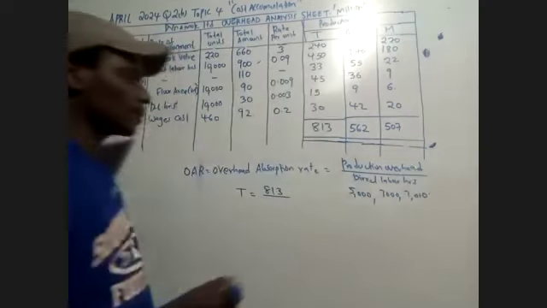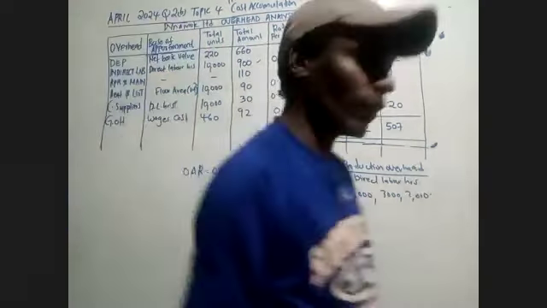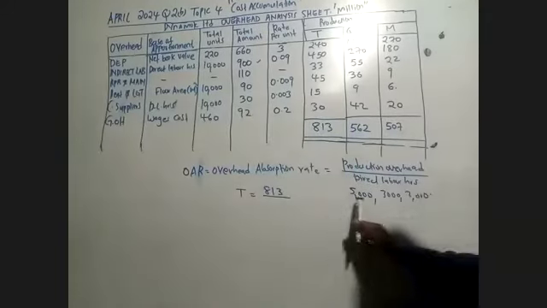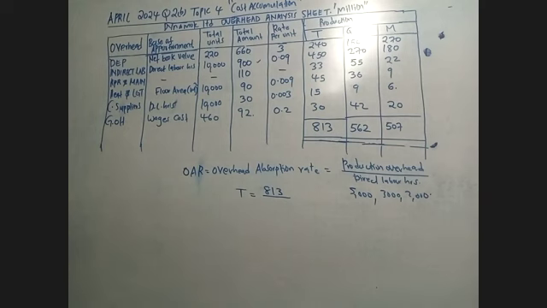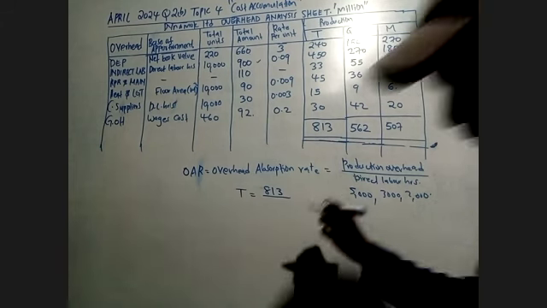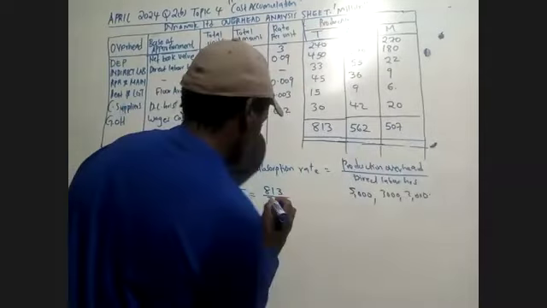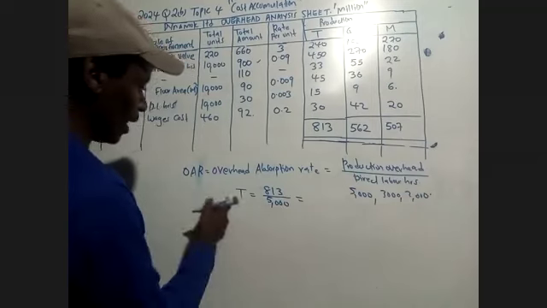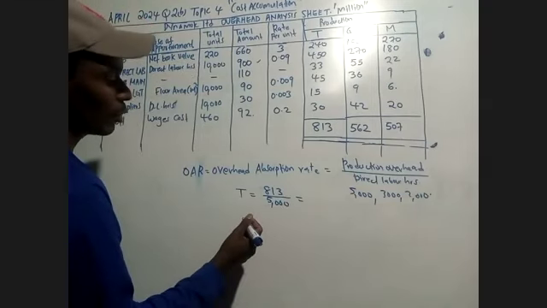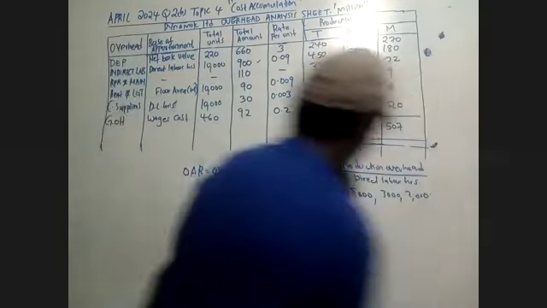Now the question is, what will we divide by? Will we divide by the 5,000 of T or by the total? So that's the question. We will divide by each, right? So for this one it will be divided by 5,000, so that we get the OAR, the absorption rate, which will be cost per hour.